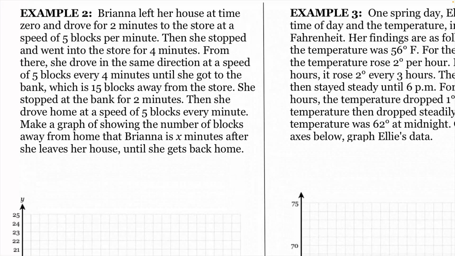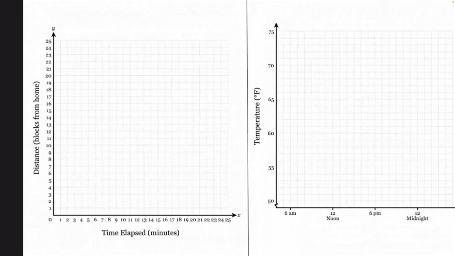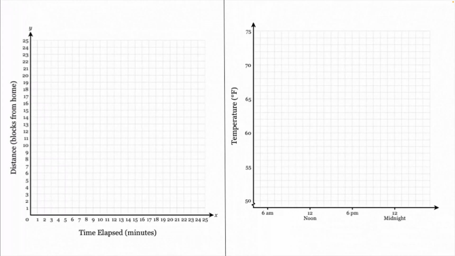Okay? All right, so this one's not about snow falling. This one's about Brianna driving her car. She drives her car. So what are the two variables with Brianna? What are the x's and y's in this one?